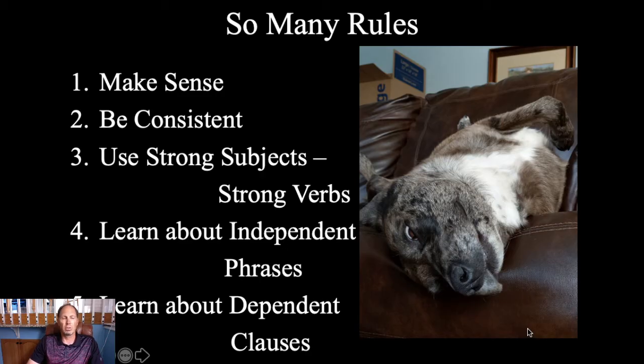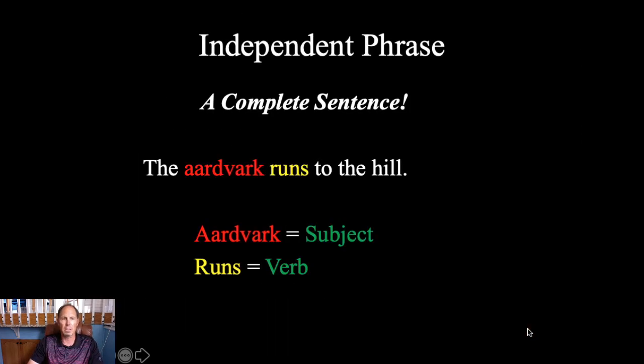And then there are two key points. First, you have to learn what an independent phrase is and what a dependent clause is. Not a Santa Claus, that's different, a dependent clause. An independent phrase is a complete sentence. It's that easy. There's a subject and there's a verb. If there's a subject and a verb somewhere in a unit of language, then you have an independent phrase.